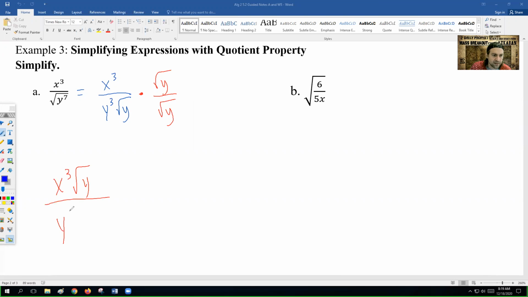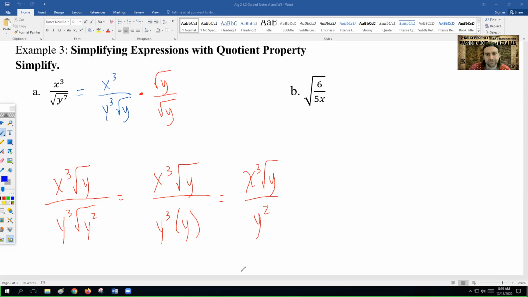The bottom becomes y cubed radical y squared, which ends up being, now if you want to do this in your head, you probably can, y cubed times the square root of y squared, which is y. So our final answer is x cubed radical y over y squared.